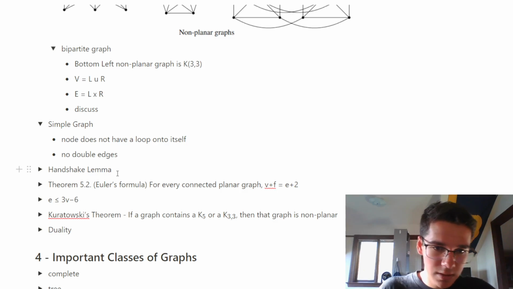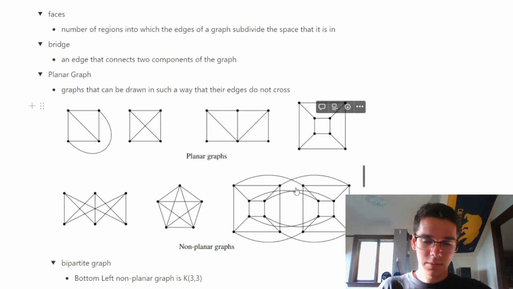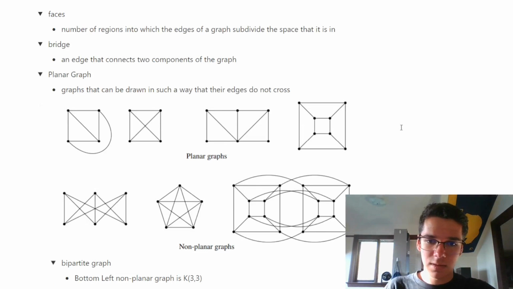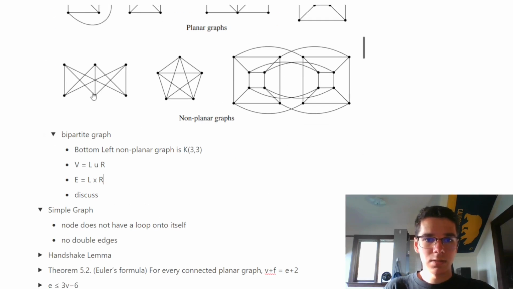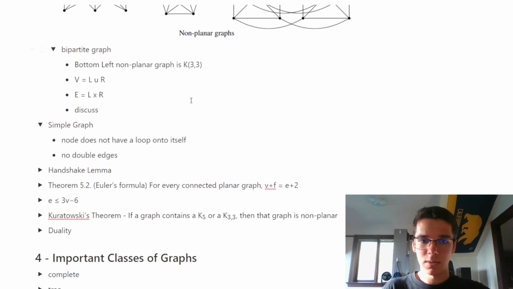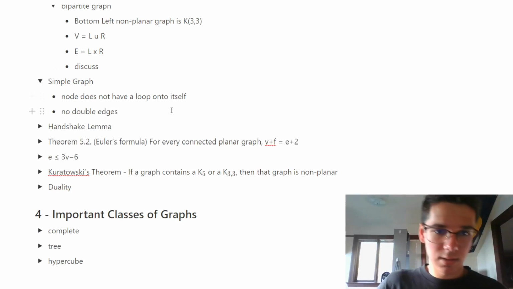Okay, so before we get into the handshake lemma, I'm just going to very briefly talk about these. These top graphs are planar and these bottom graphs are non-planar. Notice how these do not have edges that cross over each other. This graph is actually the same as this one, but these do have edges that cross over each other. And these are two special graphs. This is called K3,3, and this is called K5. I think we're going to get to that in a little bit.